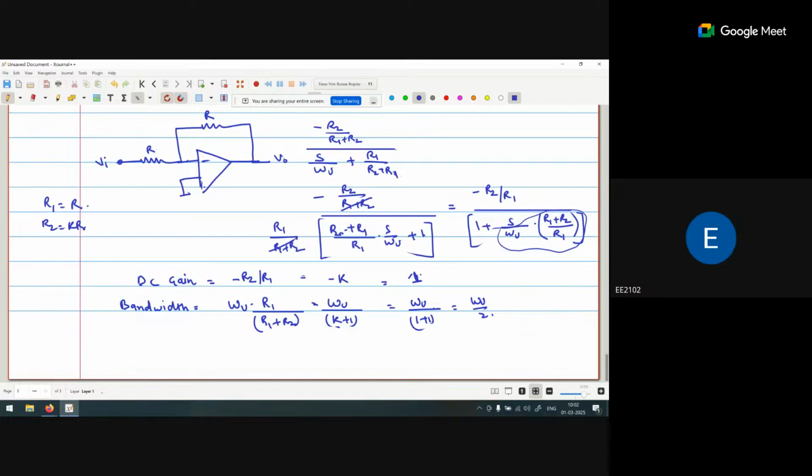So if I use K times R, my DC gain is minus K, sorry, positive K in magnitude, and the bandwidth is omega u by K plus 1. But if I am using only the R term, in this scenario the value of K is 1. If I put K as 1, the DC gain is 1 and the bandwidth is omega u by 2. So if my bandwidth is omega u by 2, what is my transfer function?